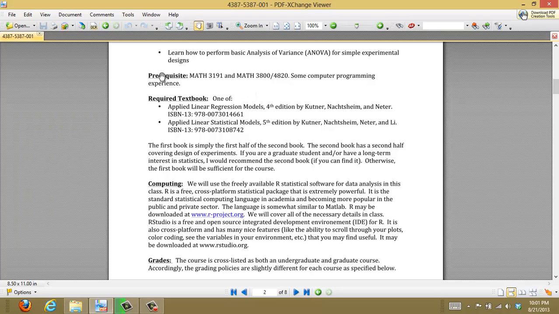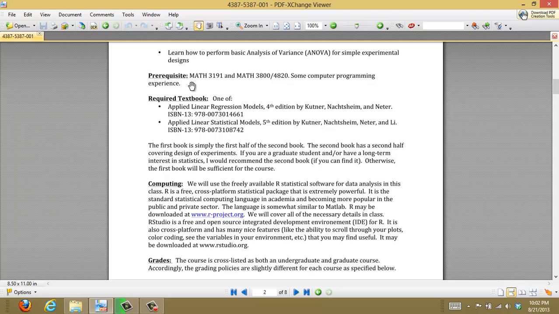You're also going to want to have taken linear algebra, Math 3191. Linear algebra is not a massive component of this course, at least not the way that it is taught. But underlying pretty much any regression analysis is going to be some linear algebra. And so familiarity with matrix inverses, matrix multiplication, etc. is going to be very valuable for being successful in this course.